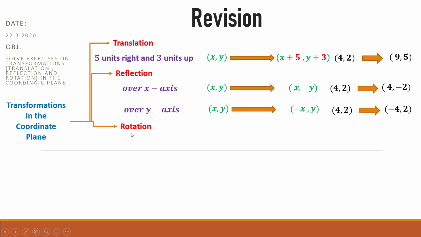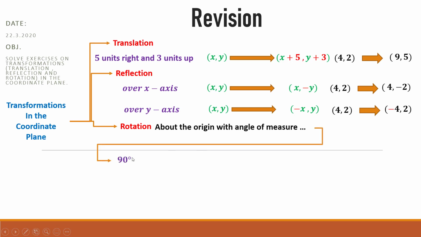And rotation, we have rotation about the origin with angle of measure 90 degrees. In this case, for any point x and y, change places, and after changing places, opposite the first in the image. So for example, if we have 4 and 2, change places, it will be 2 and 4. After that, opposite the first in the image. So it will be -2 and 4.